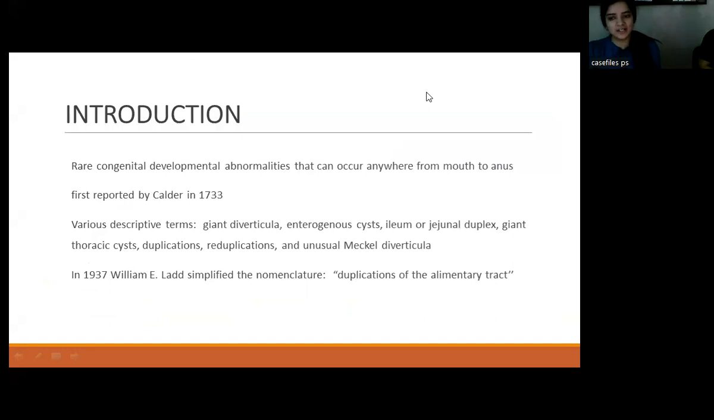Duplication of gut is a rare congenital abnormality that can occur anywhere from mouth to anus. It was first reported by Calder in 1733. Various names have been given to it. It is sometimes known as giant diverticulum, enterogenous cyst, ileum or jejunum duplex, giant thoracic cyst, simple duplication, reduplication, and sometimes it is called an unusual Meckel's diverticulum. In 1937, Ladd gave its name as duplication of the alimentary tract.